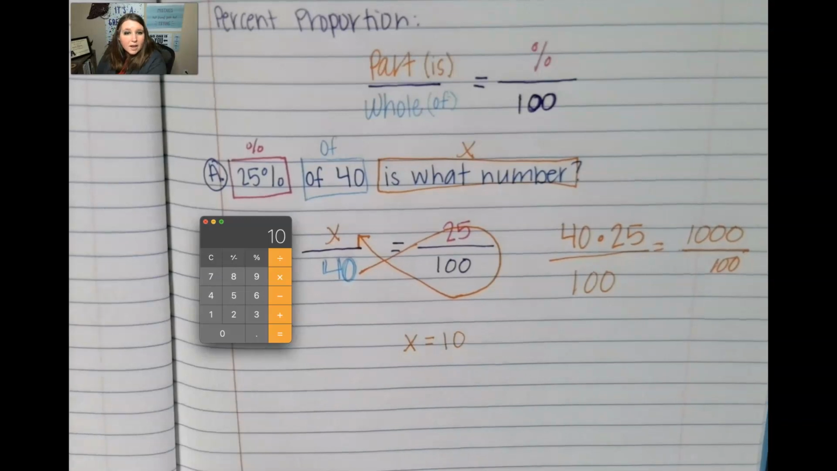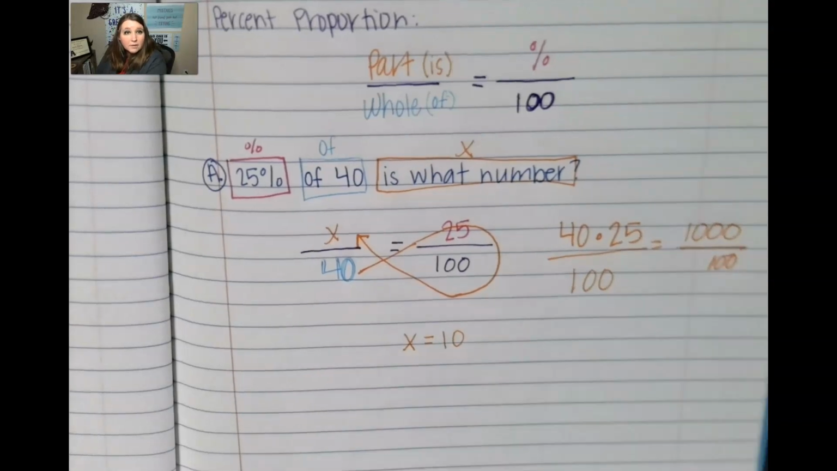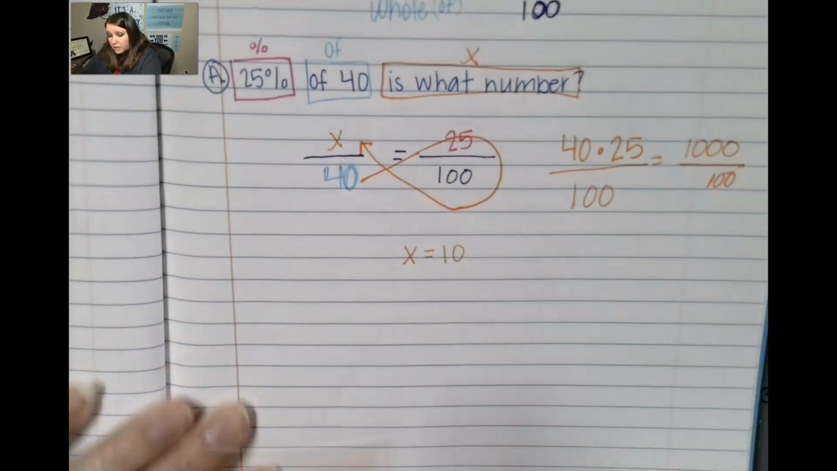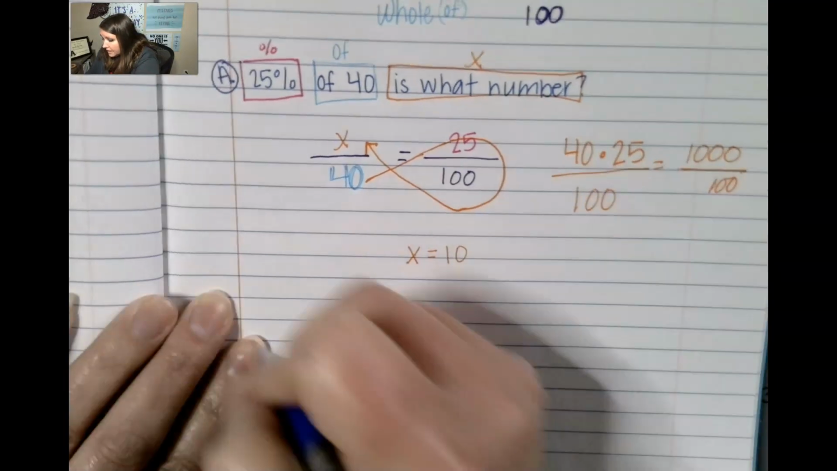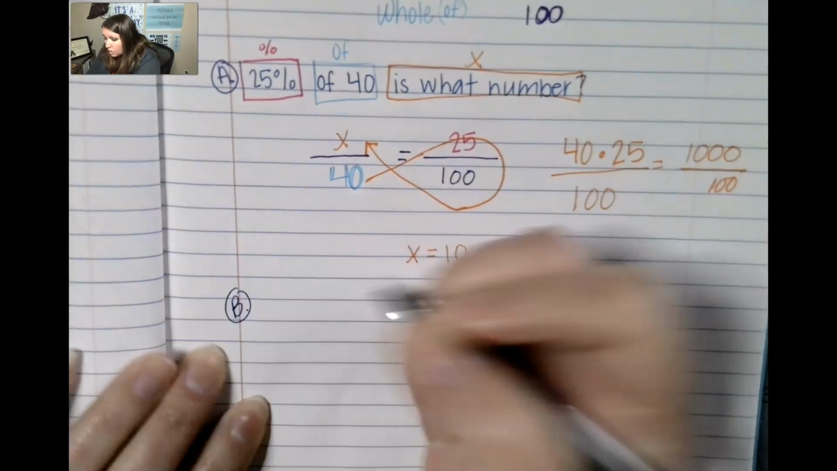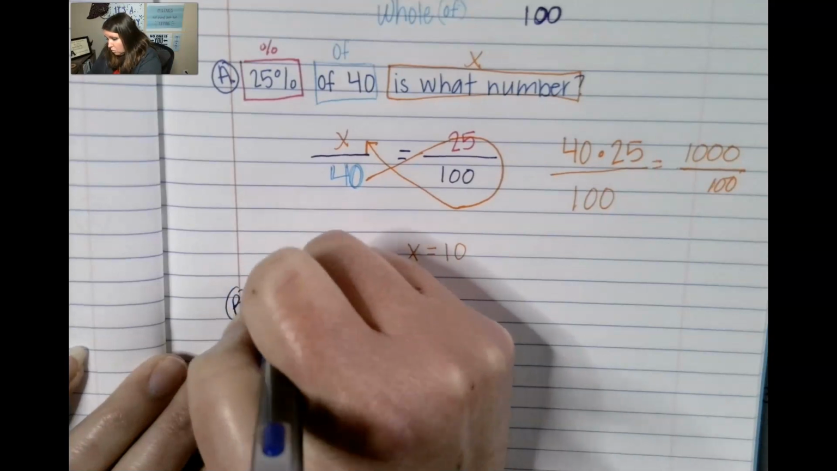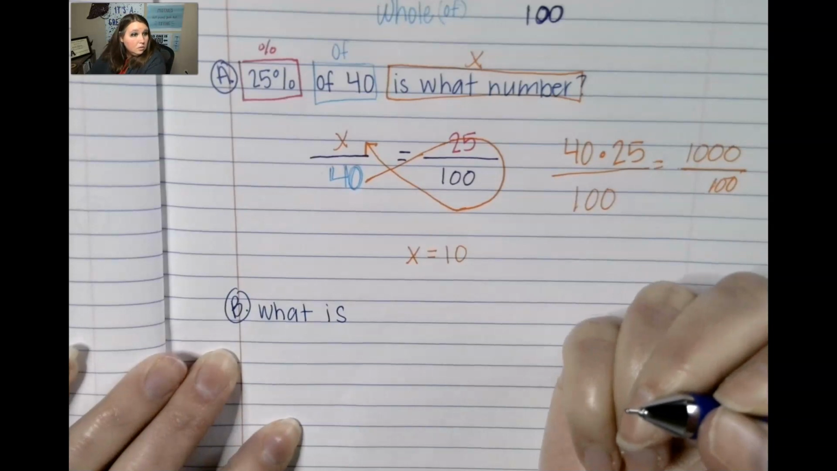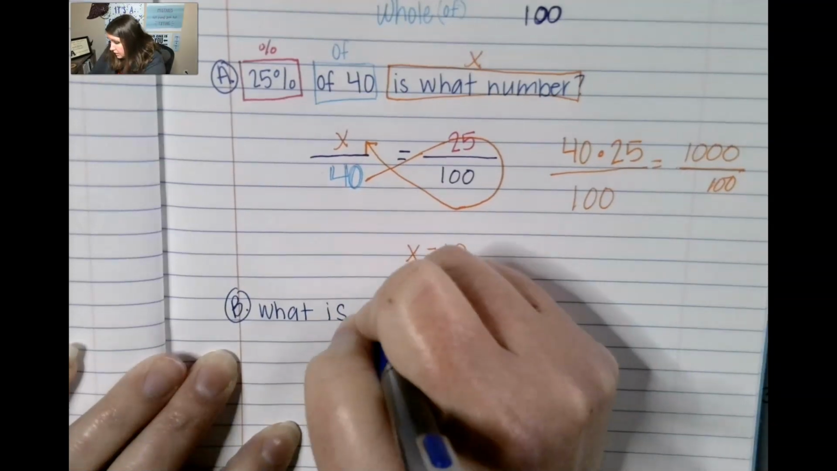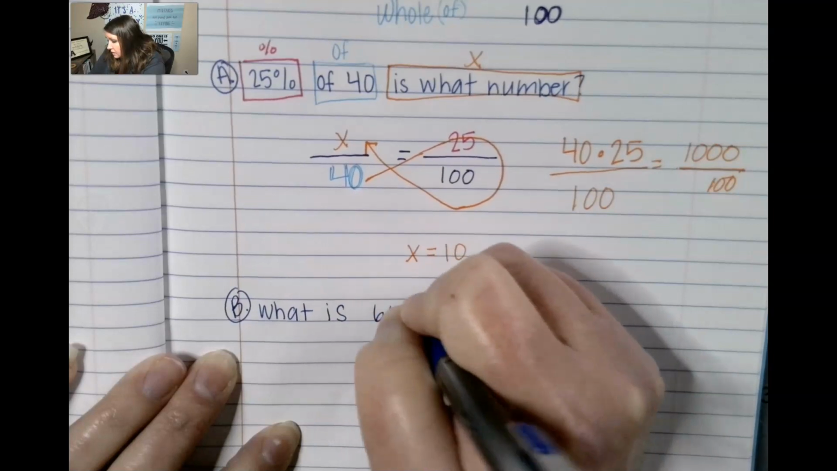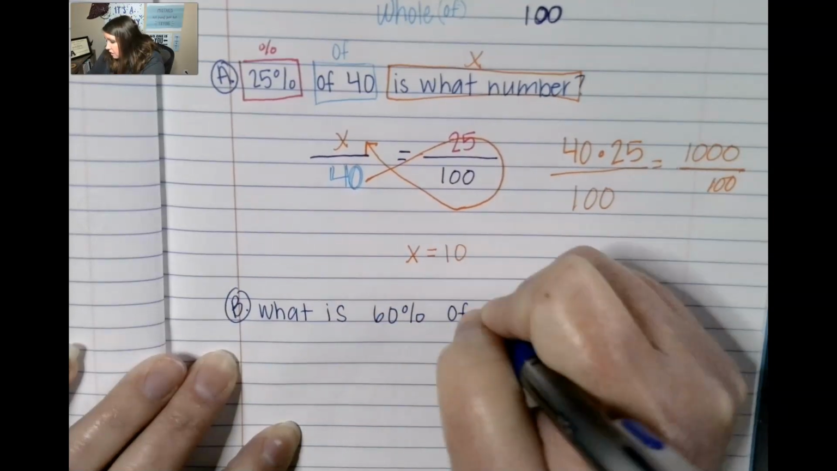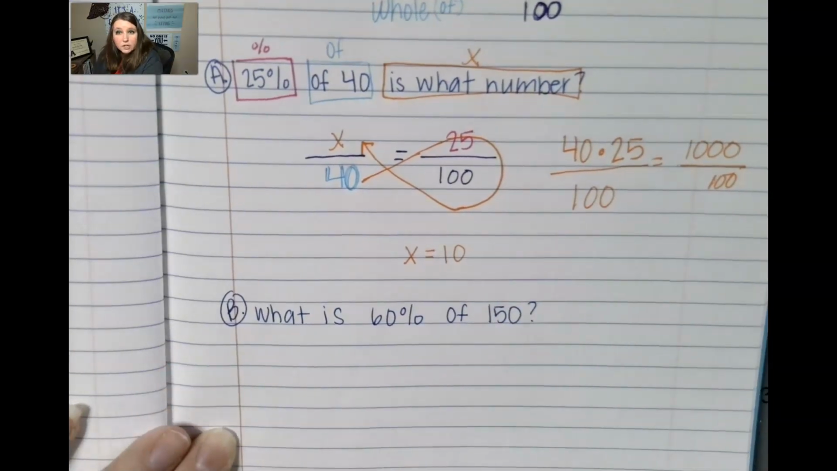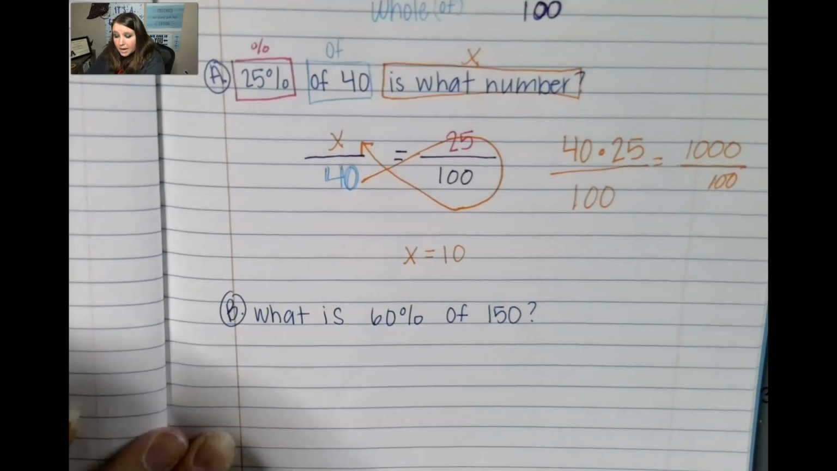All right, let's do another problem. If you don't know what I'm talking about yet, that's okay. You will get it, I promise. Again, we're going to set up a proportion. This next problem is asking, what is 60% of 150? Okay, so our first job is to box things up.